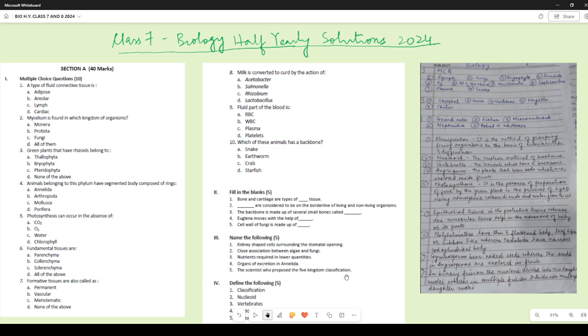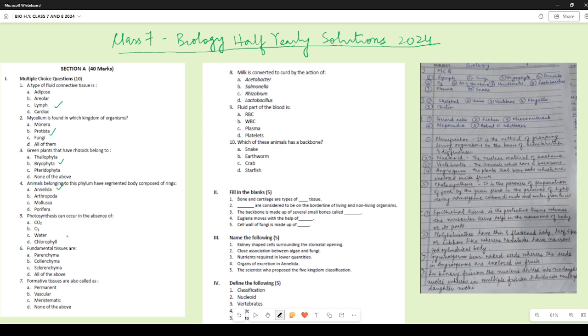A type of fluid connective tissue is, what is it? It is lymph. Mycelium is found in which kingdom of organisms? Fungi. Green plants that have rhizoids belong to Bryophyta, yes. Animals belonging to this phylum have segmented body composed of rings, Annelida.